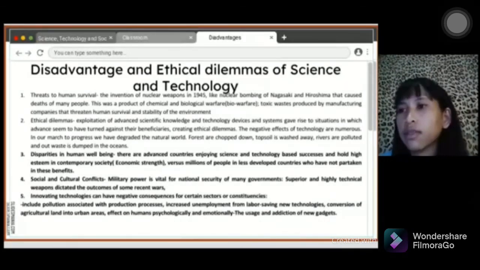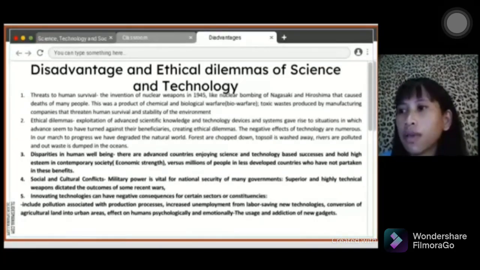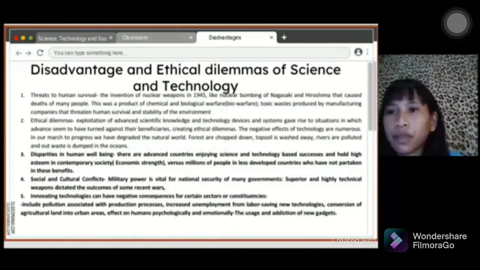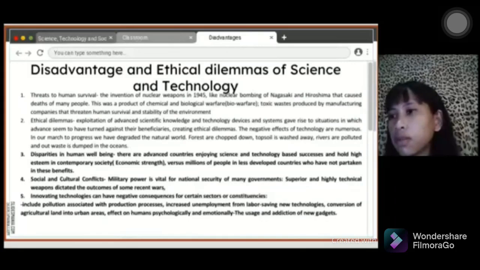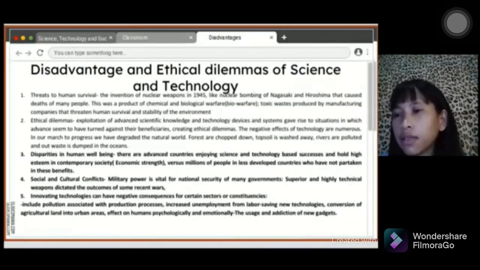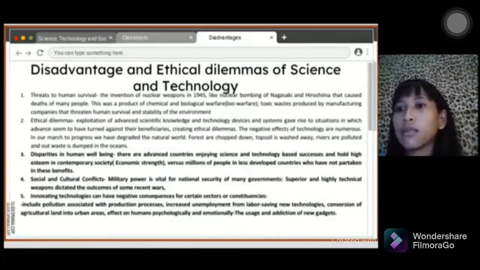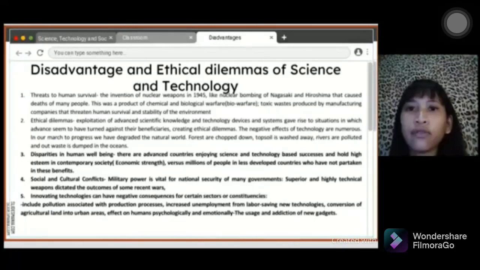Innovative technologies can have negative consequences for certain sectors. Consequences include pollution associated with production processes, increased unemployment from labor-saving new technologies, and conversion of agricultural land into urban areas. There are also effects on humans psychologically and emotionally, from the usage and addiction to new gadgets.